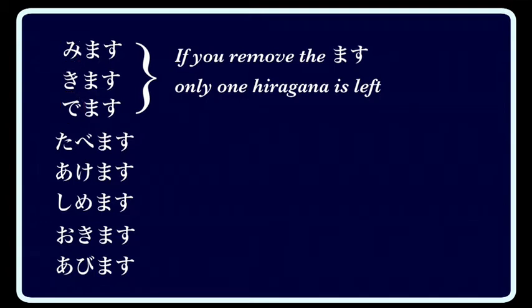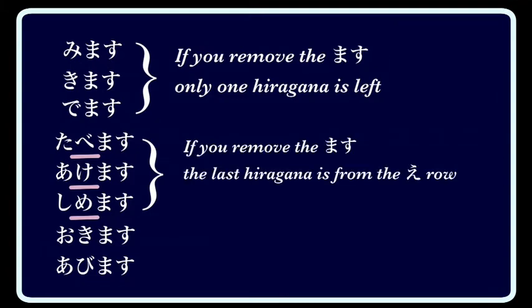The next group of verbs, tabemas, akemas, shimemas. If we remove the mas, we have a hiragana from the e row. If you remove the mas and the last hiragana is from the e row, we know it's a weak verb. The last two verbs are weak verbs because if you remove the mas, you only have one vowel sound, as in an o or an a, followed by one more hiragana, oki or abi, and that makes them weak verbs as well. There are some exceptions here because there are often similar words, and we need to be a little bit careful about this group. But remember, if there's just a vowel and one hiragana, that can be a weak verb in some cases.